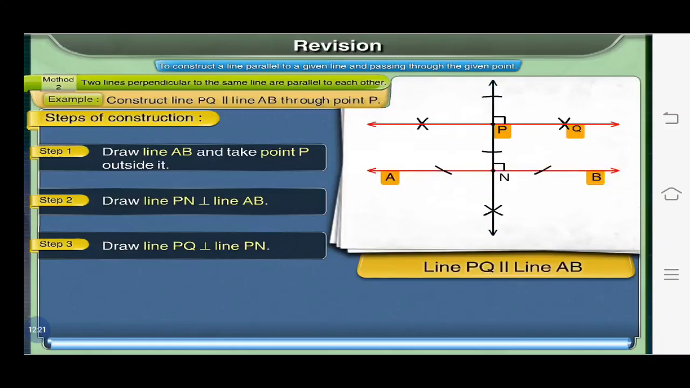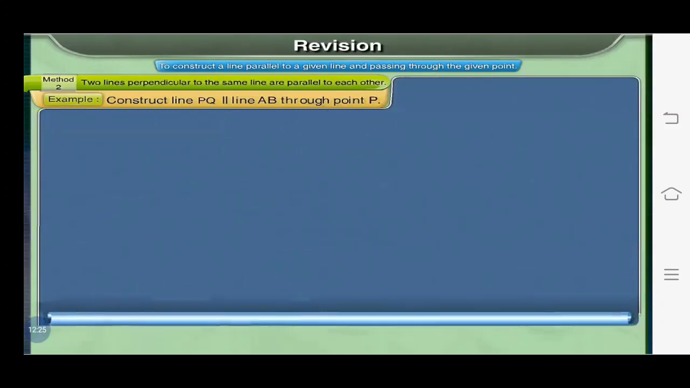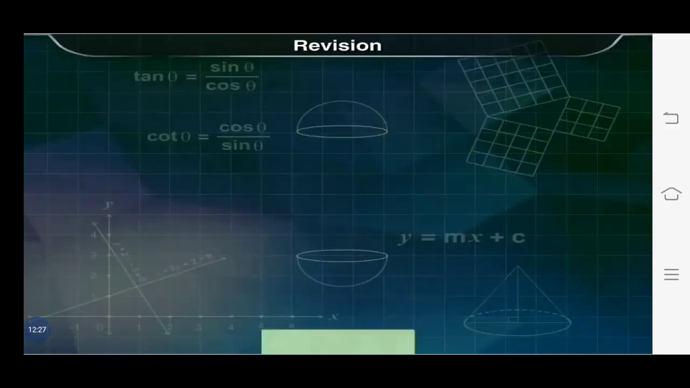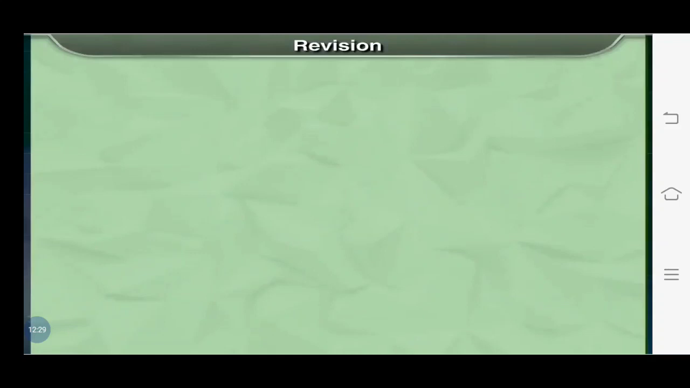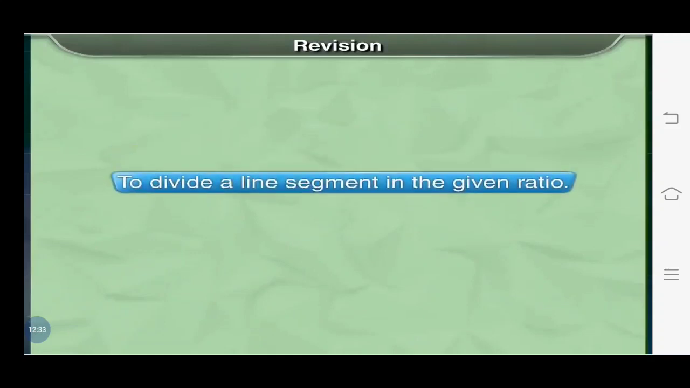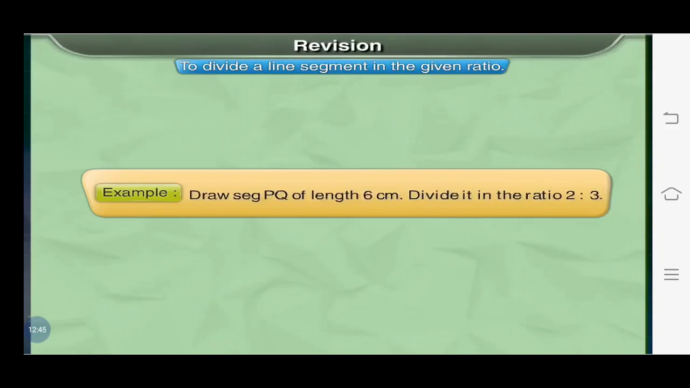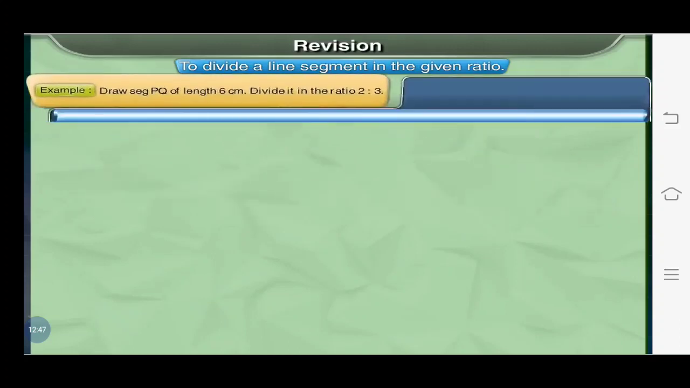It's time for activity now. We have to divide a line segment in the given ratio. Let us see the example. Draw segment PQ of length 6 cm, divided in the ratio 2:3. Try to recall the steps of construction for dividing the line segment in given number of parts.